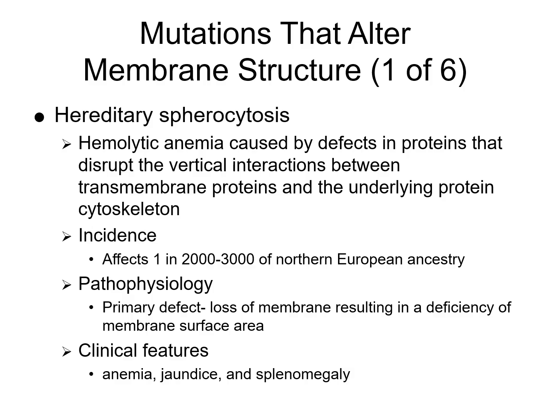For clinical features, we have anemia, which is due to the increased red blood cell destruction. They can show jaundice as well from the increased bilirubin that's produced during the red blood cell hemolysis, and splenomegaly, which is the enlargement of the spleen from the increased red blood cell clearance.